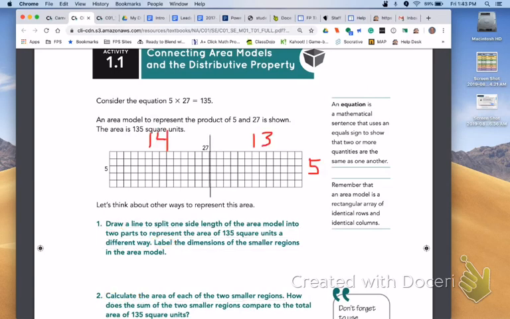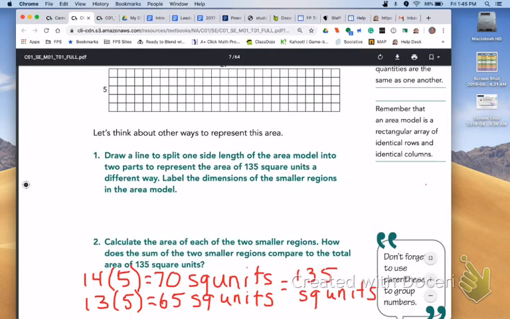For number 1, here is one example that you could have to split the area model into two parts to represent the area of 135 square units. The dimensions for the first rectangle would be 14 by 5, and the dimensions for the second rectangle would be 13 by 5. For number 2, the sum of the area of the two smaller regions or rectangles is equal to the total area of 135 square units.